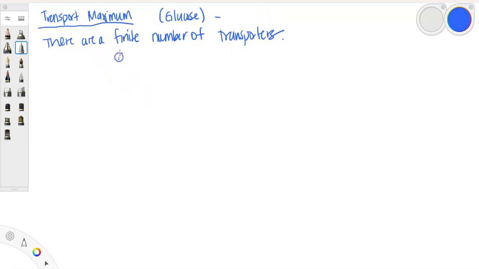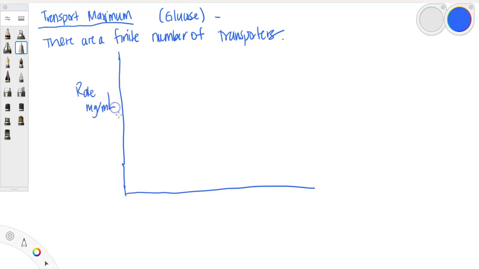Okay, so let's look at a couple of things here. Let's graph it. Okay, so we're going to graph rate on this side, so milligrams per milliliter, that's the rate. And on this side, we're going to look at the plasma glucose concentration. Okay, so we're going to look at a couple of things. So the first thing we're going to look at is filtration rate. And this is filtration rate, and we're looking specifically at glucose.